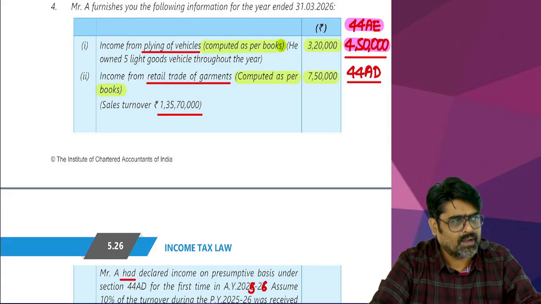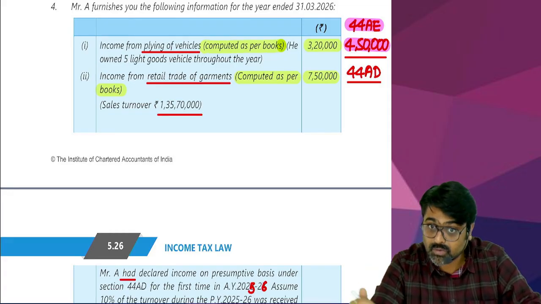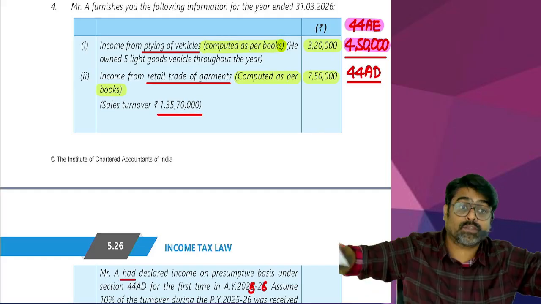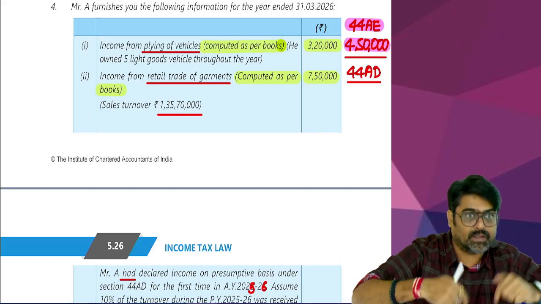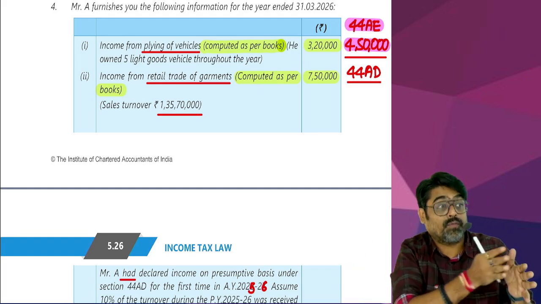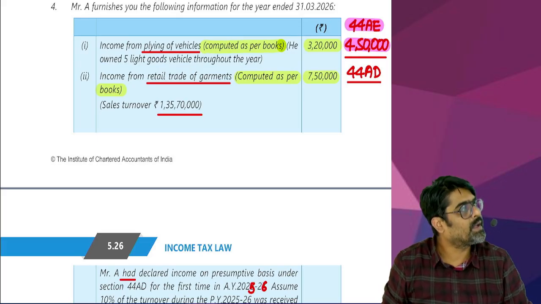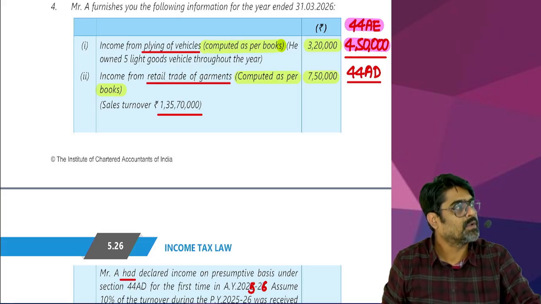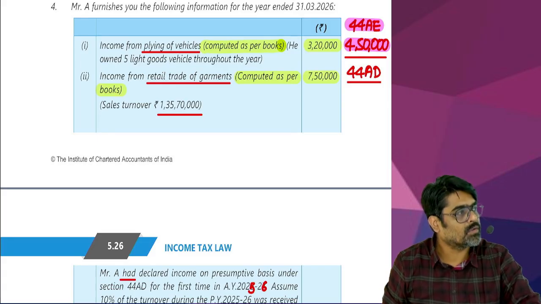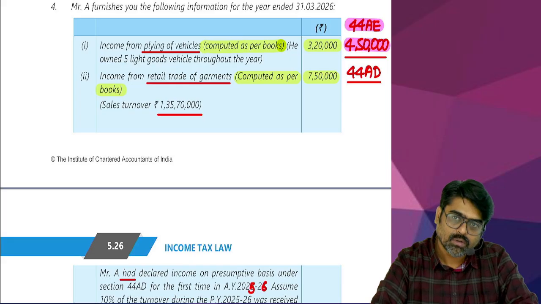So can he follow 44 AD in this year? Yes, he has to, because last year he has followed. So for the next 5 years he has to follow, including this year. This is the first year. So out of the next 5 years, this is the first year. In this year, he has to follow 44 AD, because his turnover is within the limit of 2 crores. So 8% of this turnover minimum he has to show.